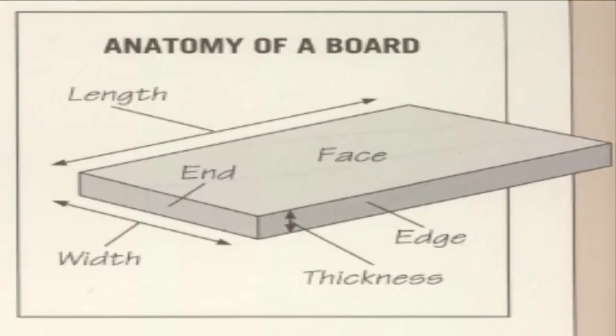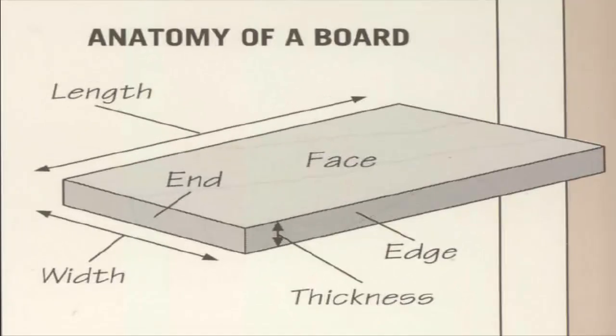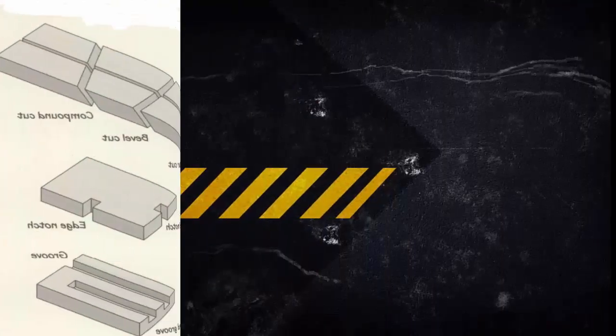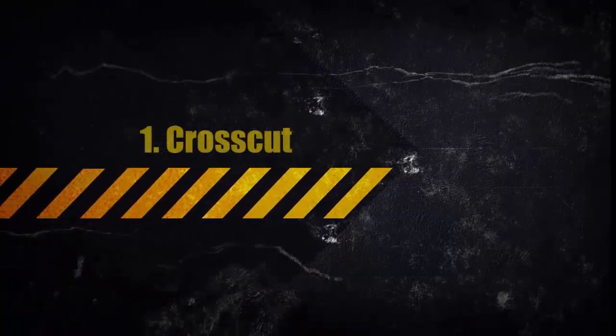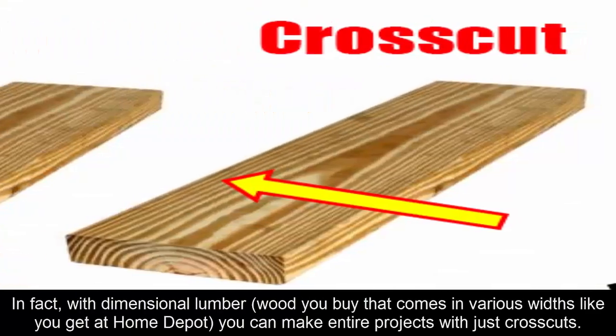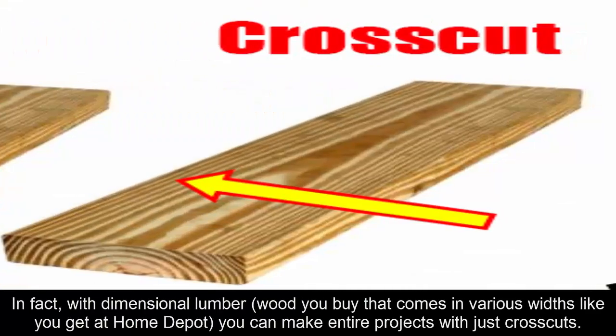First, you should look at the anatomy of a board. Then, let's find out one by one. 1. Crosscut. The crosscut is the most common cut you will ever make. In fact, with dimensional lumber, which comes in various widths like you get at Home Depot, you can make entire projects with just crosscuts.